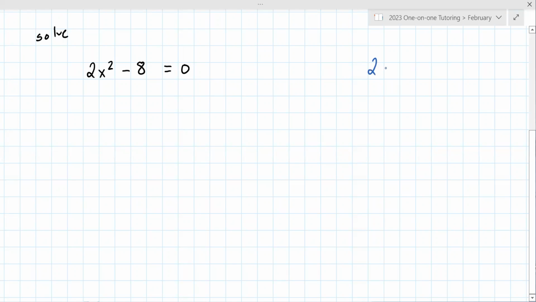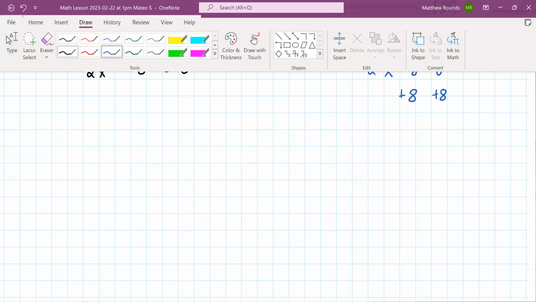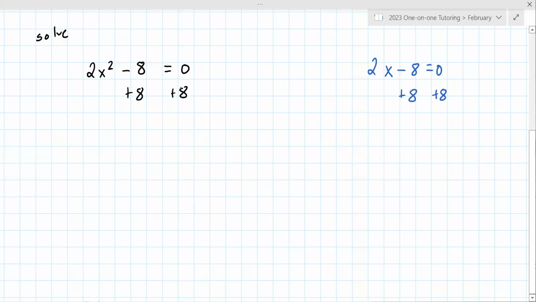was like 2x minus 8 equals 0, what would you do? And you're exactly right. You would add 8 to both sides. So let's do that. We'll add 8 to both sides. Very good. 2x squared equals 8. Now what would you do?